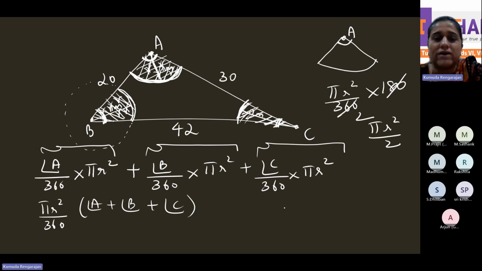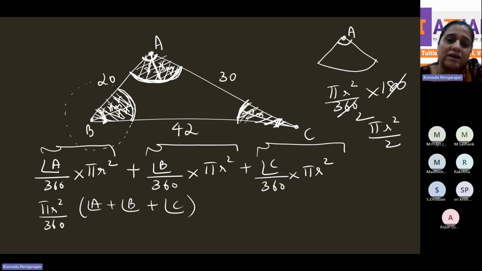So you have to substitute the values. The value of r is 7, given. The length of the rope is 7 meters. So the value of r is 7, and pi is 22 by 7. On substituting the values, you can find the area of the three sectors.